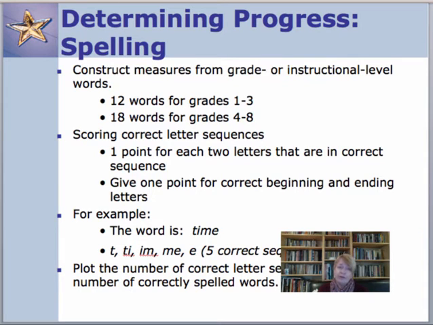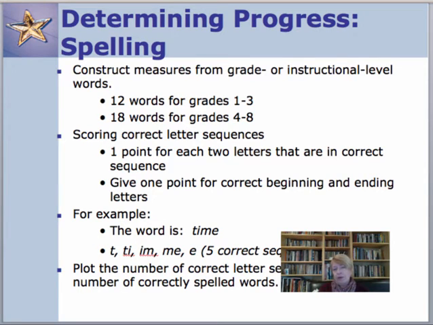So in grades 1 through 3, or instructional levels 1 through 3, we expect a student to be able to spell approximately 12 words. And in grades 4 through 8, we expect a student to be able to spell approximately 18 words, usually per week is what we're talking about. And how we score spelling is a little bit different from what you might expect.